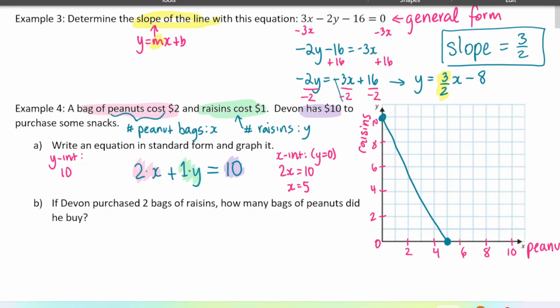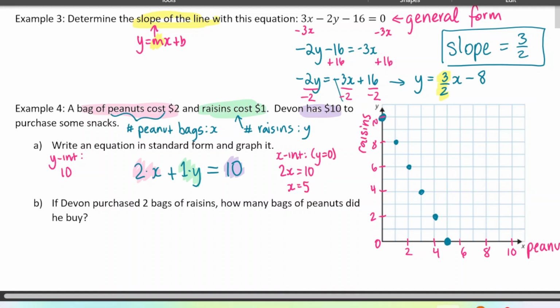So some other points on that line would be, now if I drew this properly, we actually shouldn't draw a straight line through it because you can only buy an integer number of bags. You can't buy half a bag. So you could buy 8 bags of raisins, 1 bag of peanuts, 6 bags of raisins, 2 bags of peanuts, 4 bags of raisins, 3 peanuts, 2 raisins, 4 peanuts, or only 5 bags of peanuts, right? Those are our only options. So we actually shouldn't draw a line through there because there's no decimal numbers of bags allowed here.